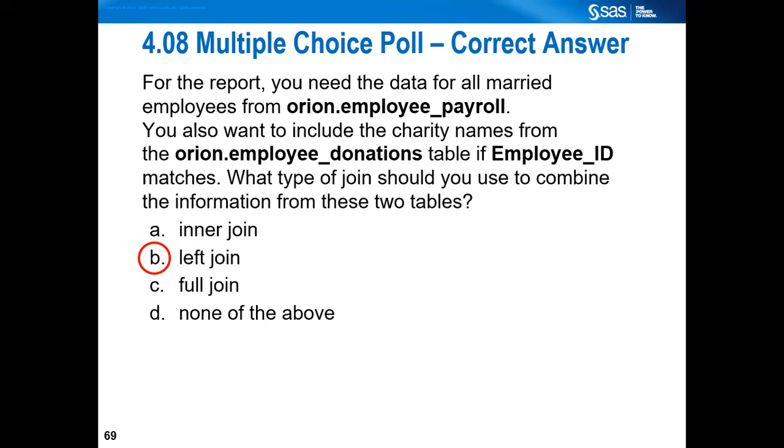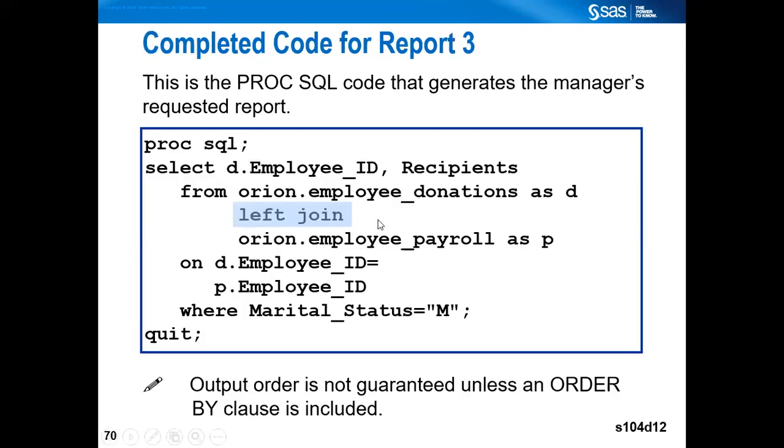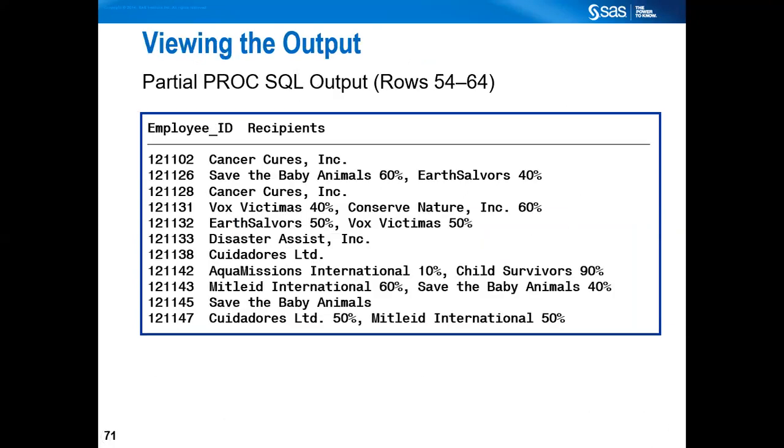So this is what you'll be writing. See, donations left joined with payroll, with employee ID in common, D and P is its alias. And of course, a subsetting criteria where you want people who are only married, marital status column with M. See, ON clause separately for your joining criteria and WHERE clause to subset your rows. So output order is not guaranteed unless an ORDER BY clause is requested or included. Correct? So you get the report as this.